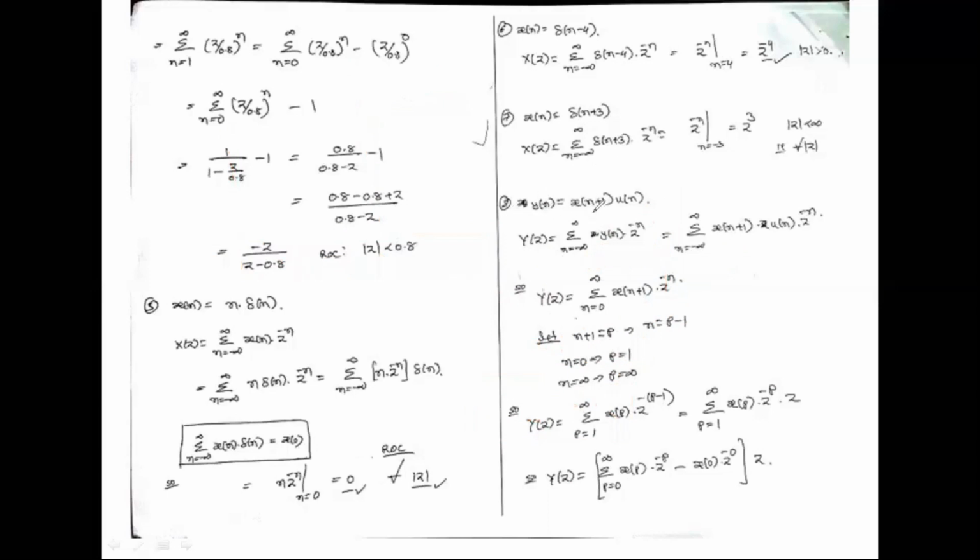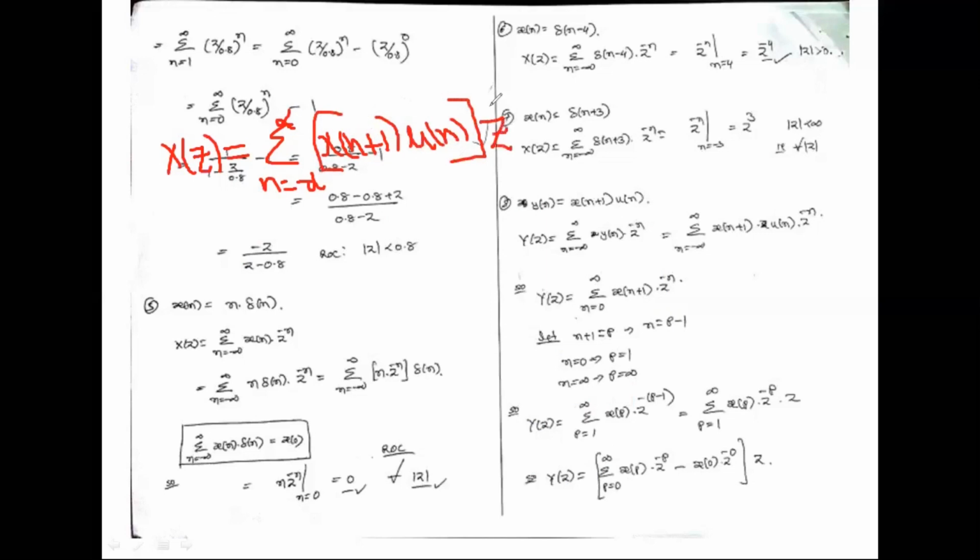Coming to the y of n here, another example, x of n plus 1 into mu of n. Okay. Now I am checking the given function, substituting the z transformation definition. Sum of n is equal to minus infinity to infinity, x of n plus 1 mu of n as the function, and z power minus n. What is the mu of n? The range changes from minus infinity to infinity, becoming 0 to infinity. X of n plus 1, mu of n is 1, and z power minus n.